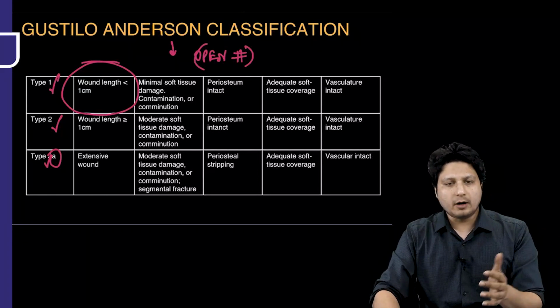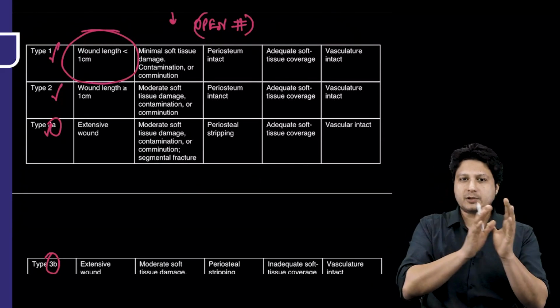Now comes the type 2. Now type 2 is an intermediate between type 3 and type 1.